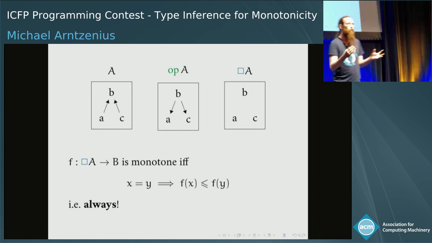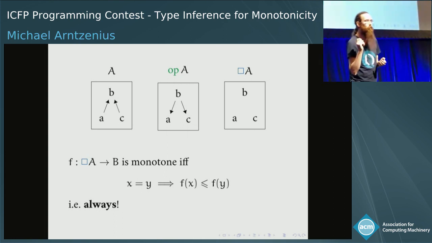So for example, the mode up flips the ordering on the type. What was smaller is now greater. What was greater is now smaller. And the other mode that I'm going to be using is called box. And box throws away the ordering on a type. It just leaves you with reflexivity. No other less than or equal to relations hold.